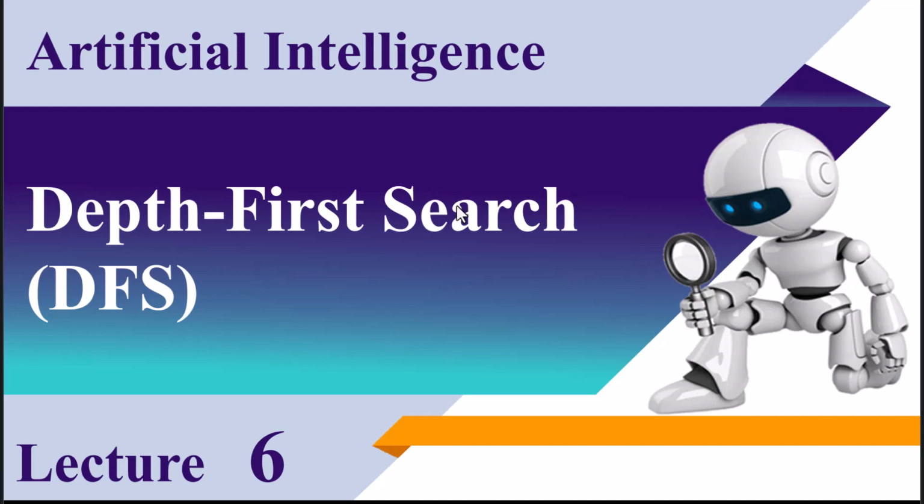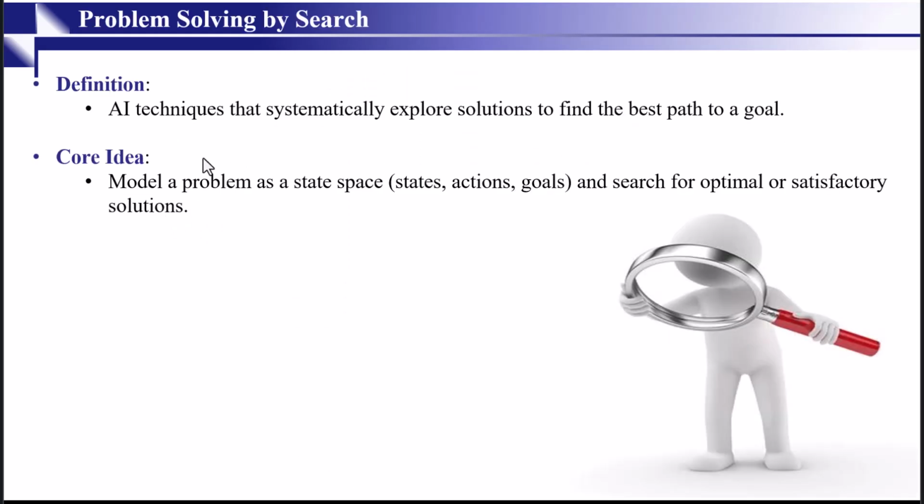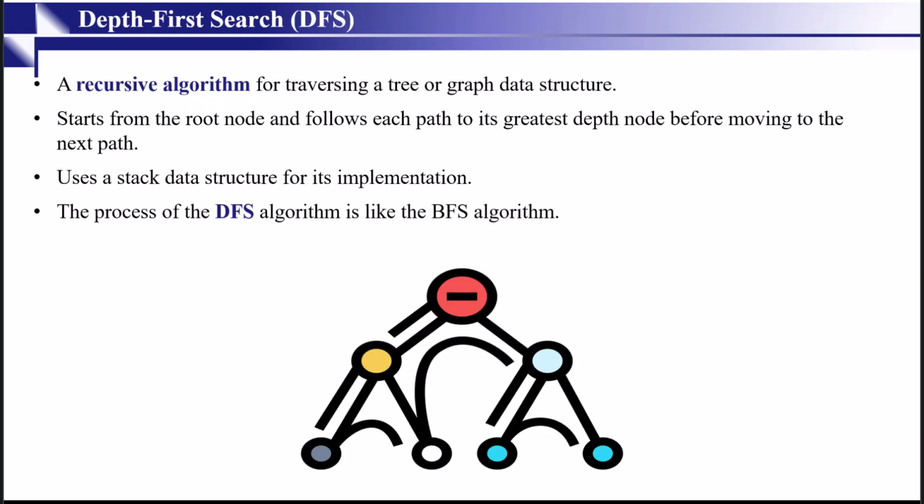We already learned the different branches of AI, then we learned about problem solving by search, and here we say that there are two kinds of search algorithms, uninformed search and informed search. Then we studied the first algorithm, BFS, and now it's time to learn about the DFS, depth first search algorithm. So DFS is one of the fundamental graph traversal algorithms.